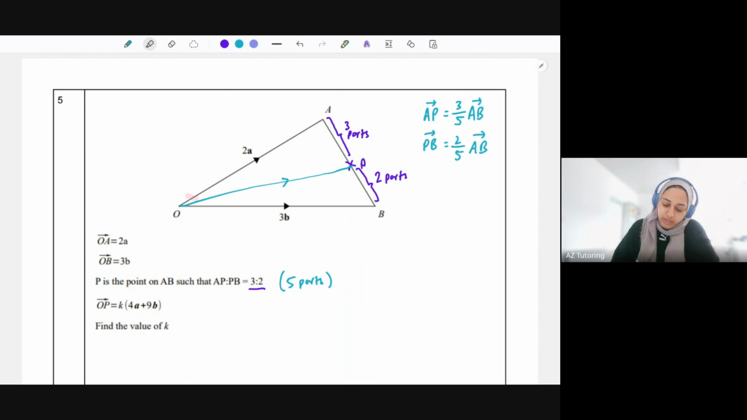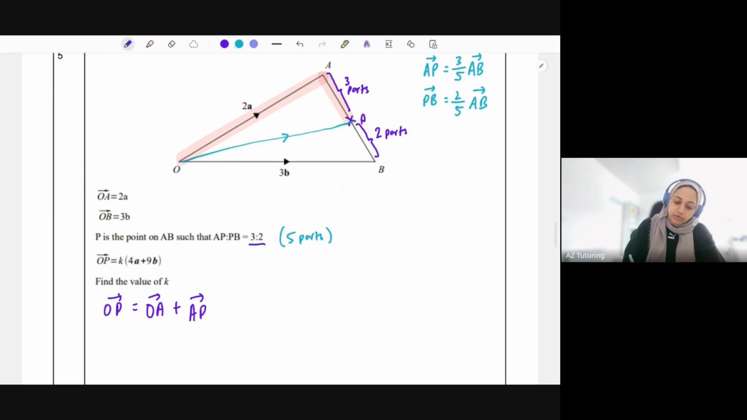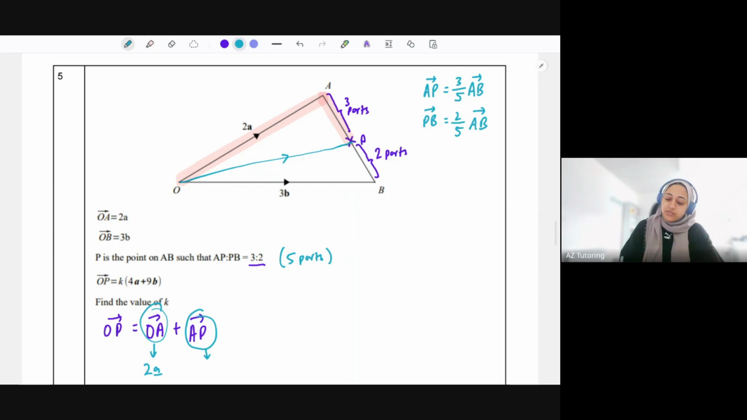Now, to find OP, I could go OA and then AP, or I could go OB, BP, I'll still get the same answer. So just choose any path you want, tell the examiner which path you're taking. So to find OP, I'm going to choose this path here, so OA plus AP. We know what OA is. OA is just 2A. And AP, we've already evaluated that that's 3/5 of all of AB.